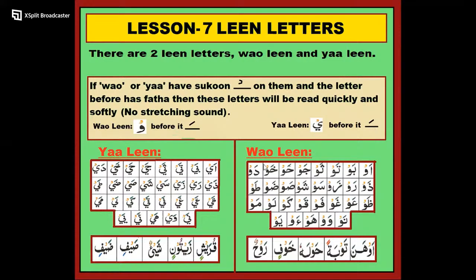Now let's have a look at the example in the waw lean. So we can see all the waw letters have sukoon and before it all the zabar letters. So how does it make sound? Hamza, waw, fatha, aw. Ba, waw, fatha, baw. Ta, waw, fatha, taw. So we never stretch this sound. Aw, bow. It's wrong. So we read quickly and softly.